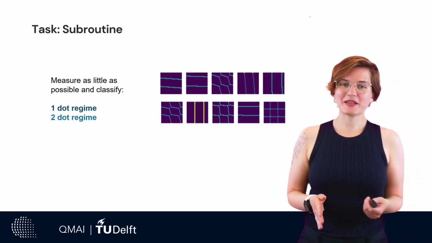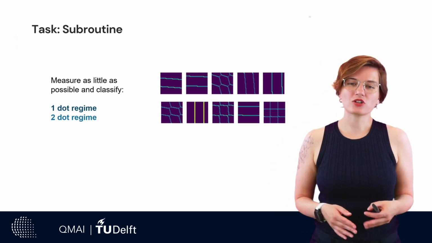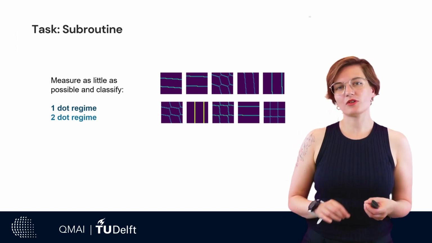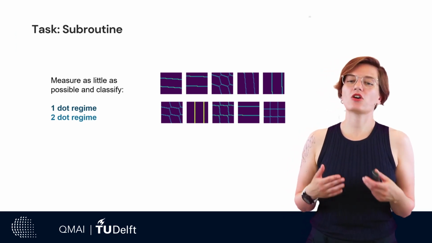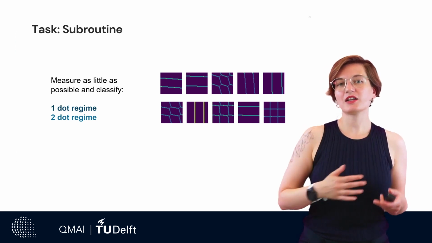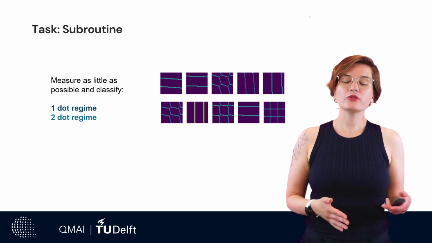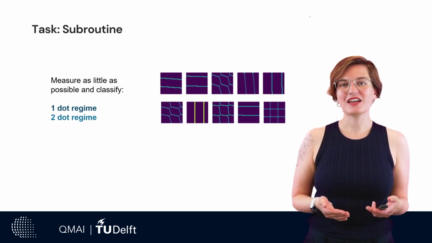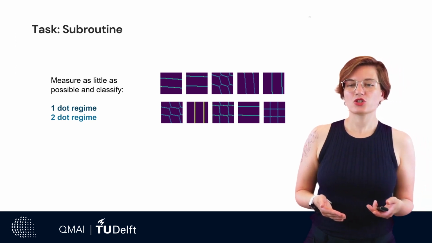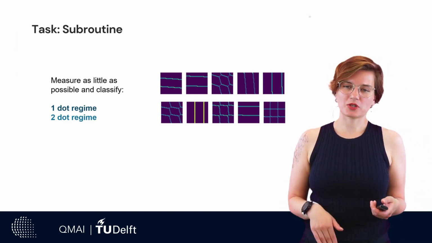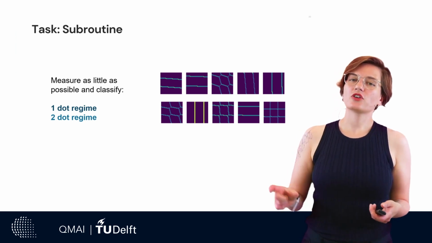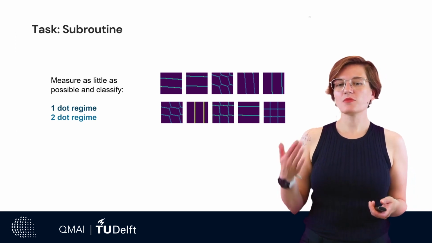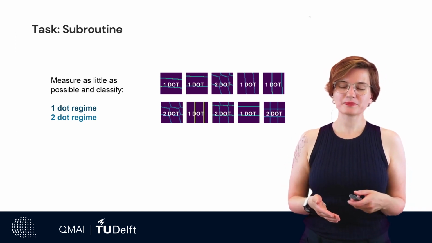So what we specifically want to do is to measure as little as possible. The charge stability diagram on a previous slide had a beautiful, perfect resolution with a lot of points and all transitions visible. But if you are in a tuning part of your protocol, you don't want to sit there and measure this perfect charge stability diagram for every voltage configuration that you try. So you want to measure as little as possible, take a very rough scan of your charge stability diagram, and then classify whether you are in a 1-dot regime or whether you are in a 2-dot regime.